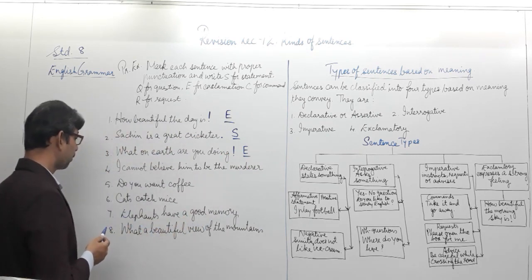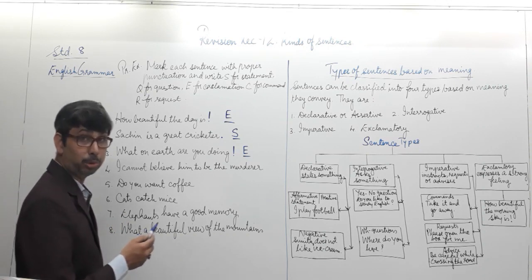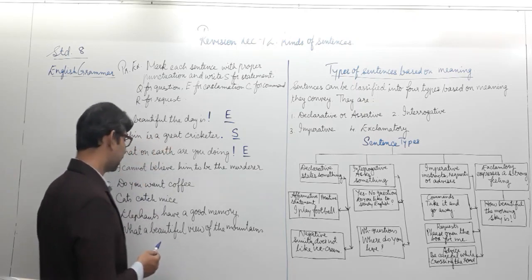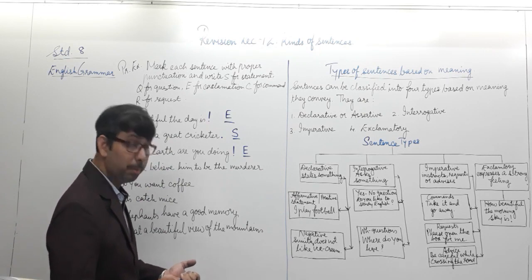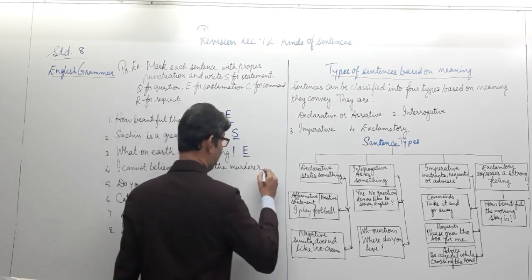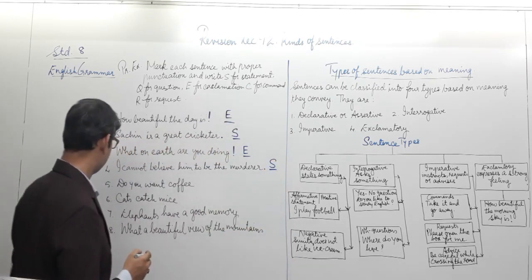The fourth one, I cannot believe him to be the murderer. Well, what are you doing? Are you shouting at someone? Are you commanding someone? No, we are not commanding someone. We are still declaring something over here. We are simply saying that I don't believe that this person is a murderer. So it is again a statement type of sentence.